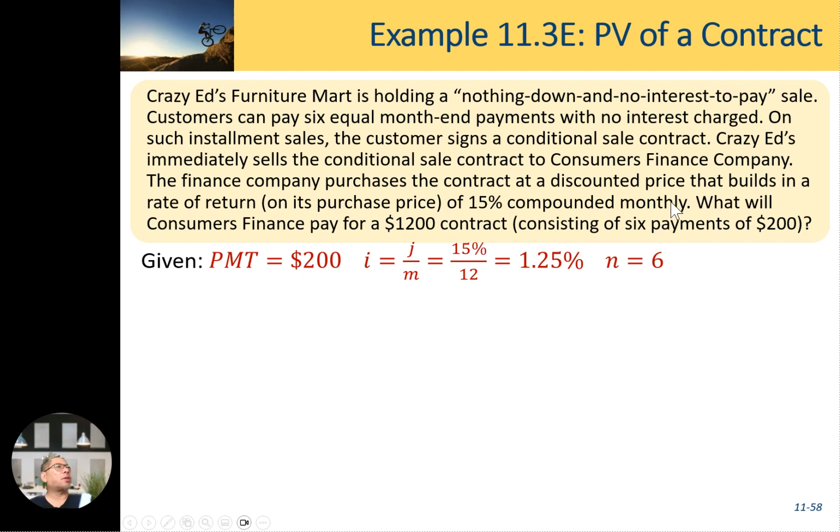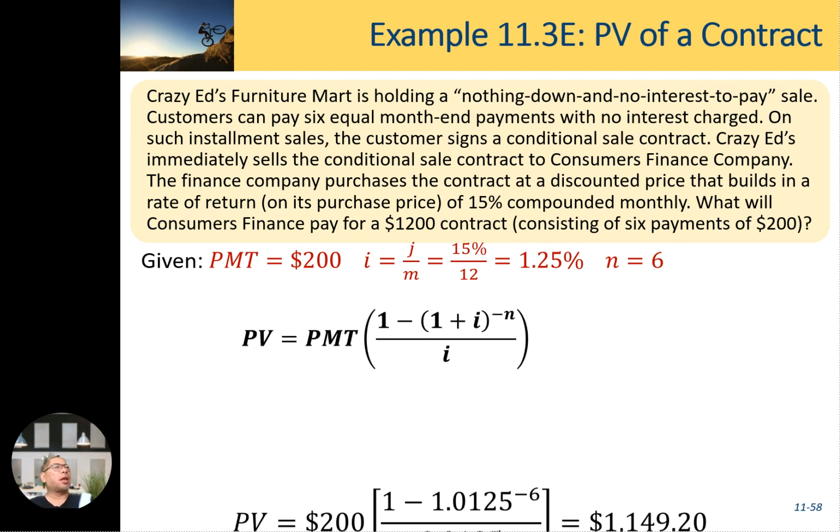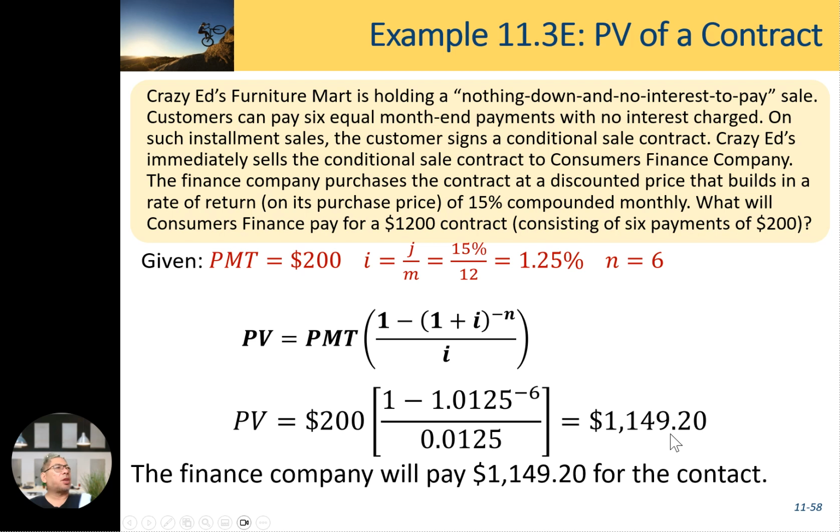Well, you got 12 is monthly. You got 1.25. And 6% is 6 periods, 6 payments. Once you do that, you get the key components. You plug in the formula, and then you get the answer, 1149.20.